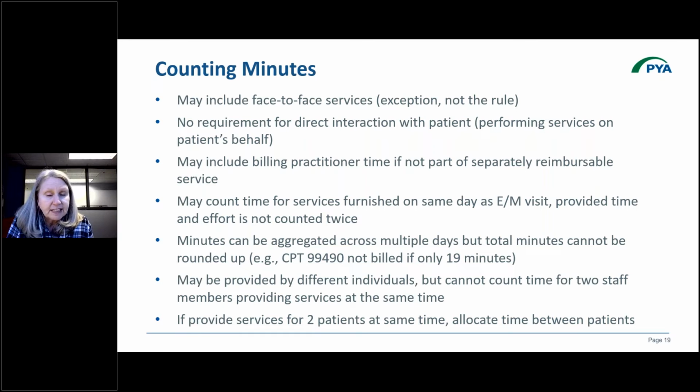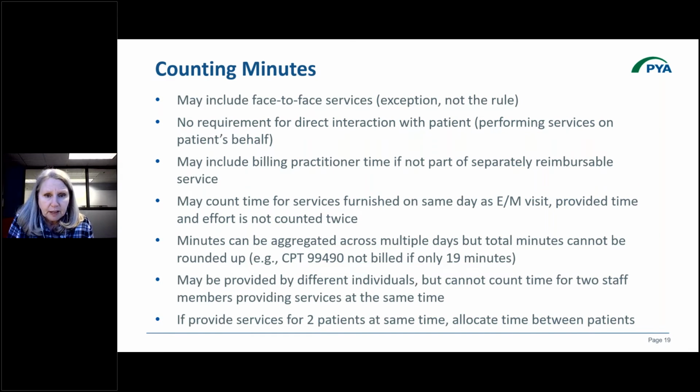There is no requirement in CCM that there be direct interaction with the patient. You can be performing services on the patient's behalf, such as coordinating services. You may include billing practitioner time if not part of a separately reimbursable service. So in addition to clinical staff time, if the billing practitioner spends time reviewing a case or interacting with the patient for some reason, you can include that as time toward billing on the clinical staff billing. But again, exception, not the rule. It should not be part of any other evaluation and management services.